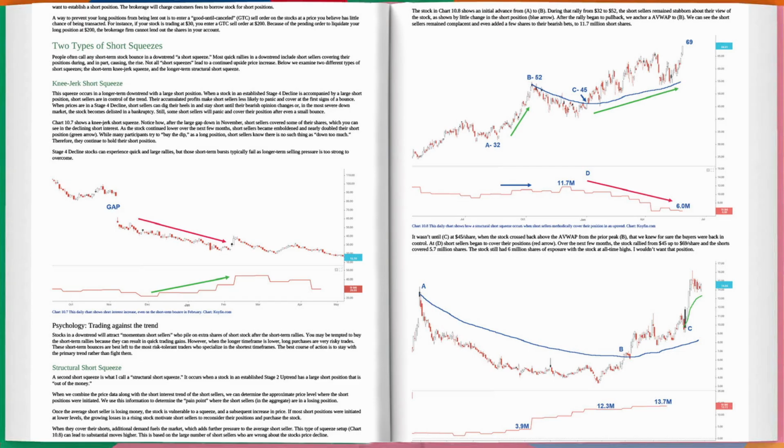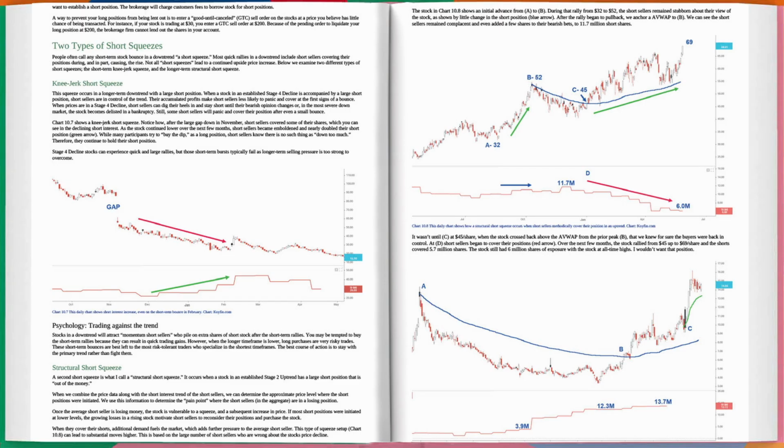When they cover their shorts, additional demand fuels the market, which adds further pressure to the average short seller. This type of squeeze setup, chart 10.8, can lead to substantial moves higher. This is based on the large number of short sellers who are wrong about the stock's price decline.